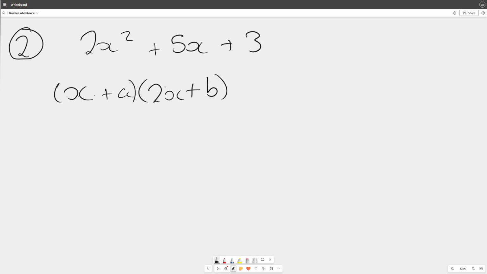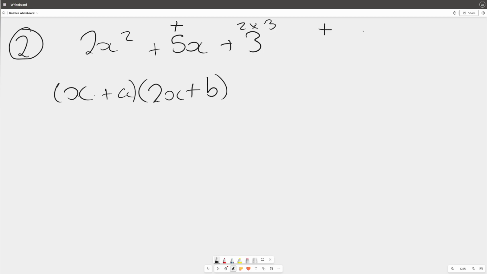So if I'm going to expand this out, this is going to equal 2x squared. Actually, I'm not going to expand this out. I will just go through what we're looking for. So we are looking for two numbers which are going to add to make 5, and we are looking for two numbers which are going to multiply to get 2 times 3.